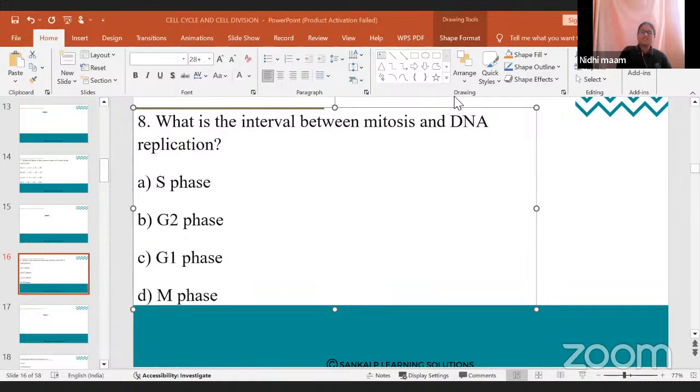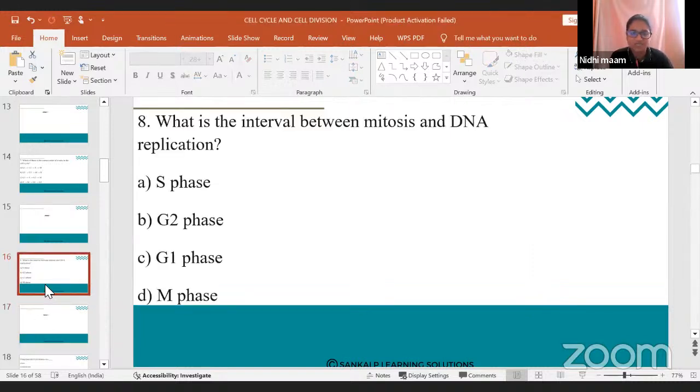Okay. So what is the interval between mitosis and DNA replication? A is S phase, B is G2 phase, C is G1 phase, D is M phase. Okay. So the right answer for this question, most of you answered it as option A. The right answer is option C, that is G1 phase. Option C, G1 phase is the right answer.